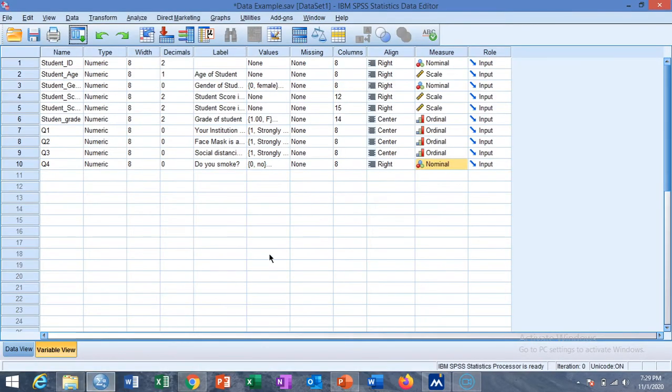We start with a new variable, which is also a qualitative variable on a dichotomous scale. Do you smoke? Then the respondent might answer yes or no. So this is a dichotomous variable. We take smoking as the dependent variable in our analysis.